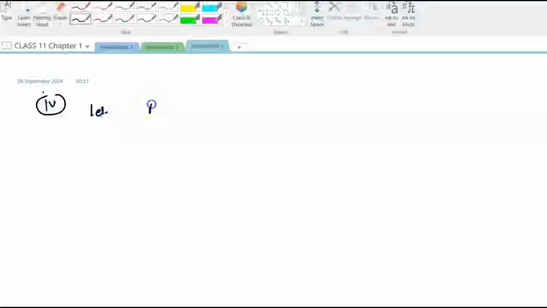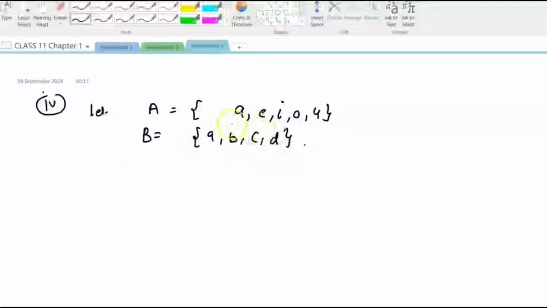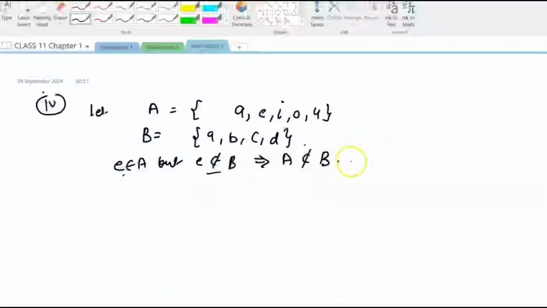Let A be equal to {a, e, i, o, u} and B be equal to {a, b, c, d}. Now, it is clear that e belongs to A, but e does not belong to B, which means that A is not a subset of B. Since all the elements of A should be elements of B, only then can we say that A is a subset of B.